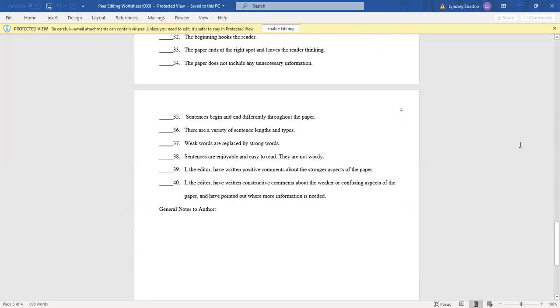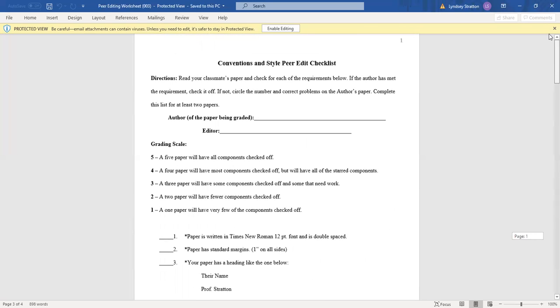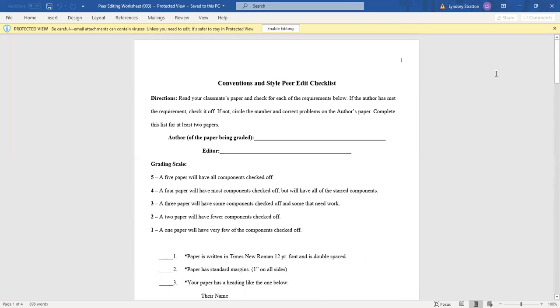Weak words are replaced by strong words. However, don't overuse the synonym button because sometimes you end up losing the meaning of what you were trying to say. And then, lastly, that you feel good about your paper. I know everything sounds kind of negative, but that you feel good generally about your paper, okay?